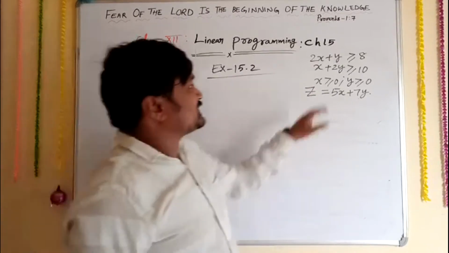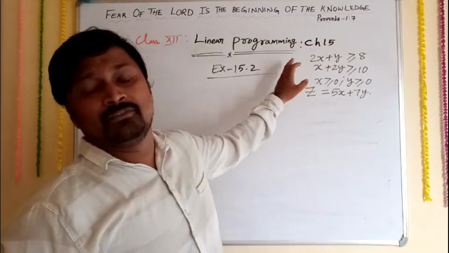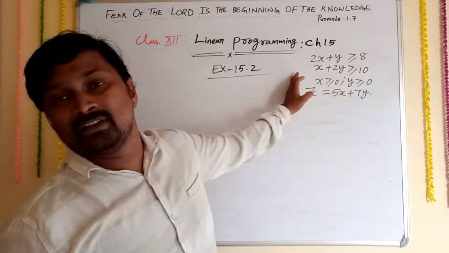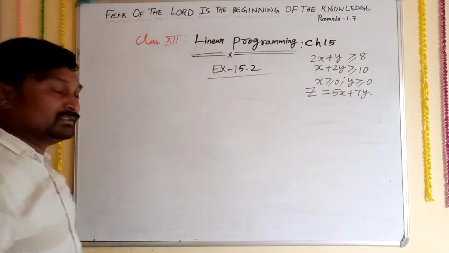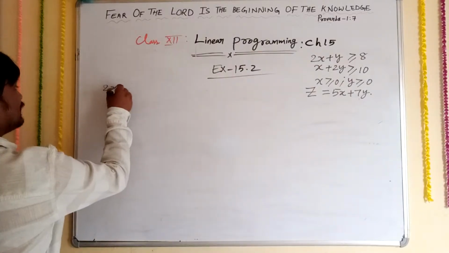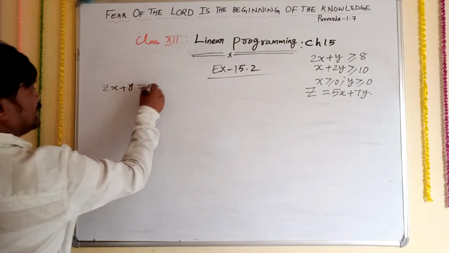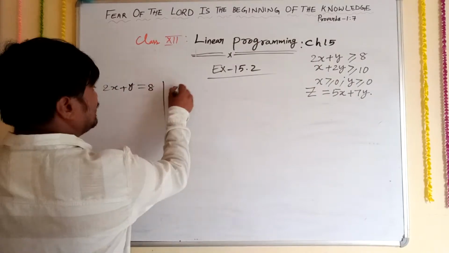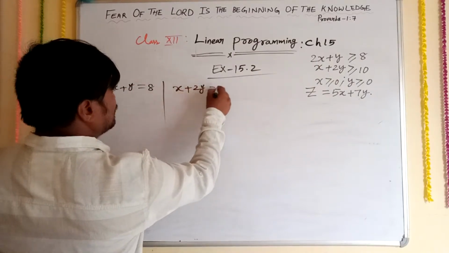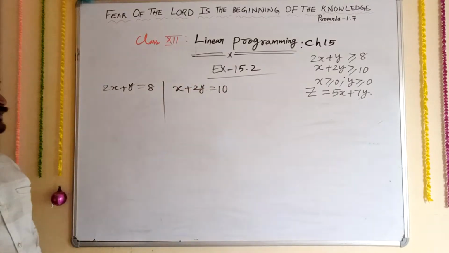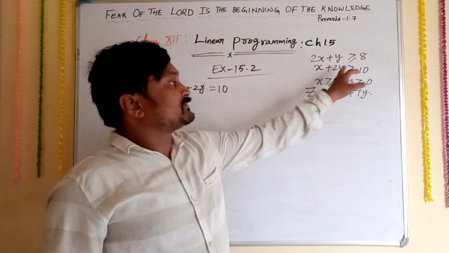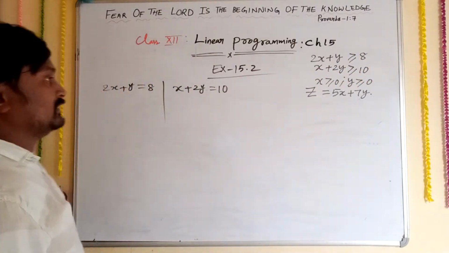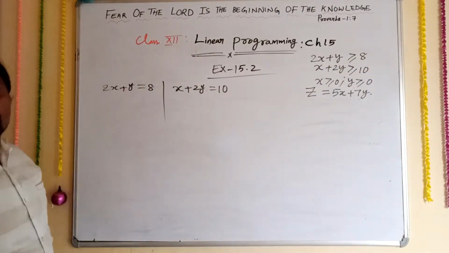Now it is just like your exercise number 15 problem, so it is the easiest one for you. So what do we need to do now? Take 2x plus y equals 8 as the first one, and x plus 2y equals 10 as the second. So first, 2x plus y is equal to 8. Next, x plus 2y is equal to 10. So now what do we need to do?